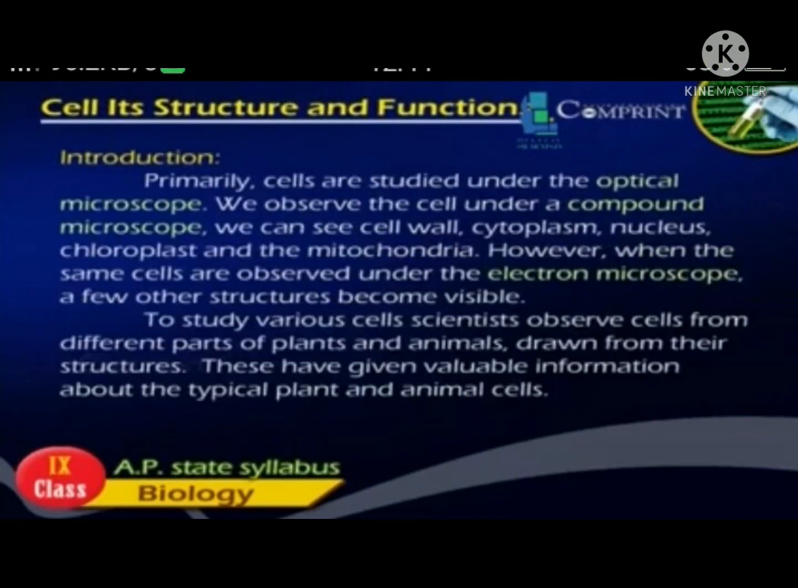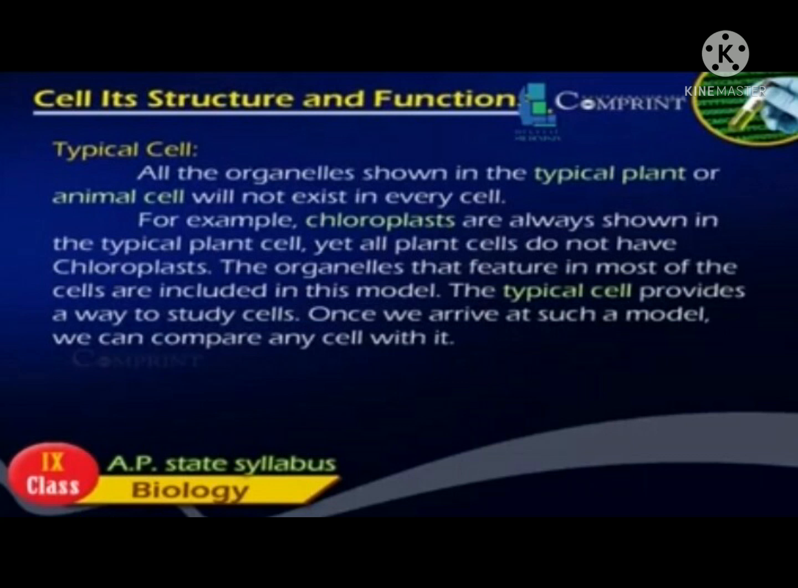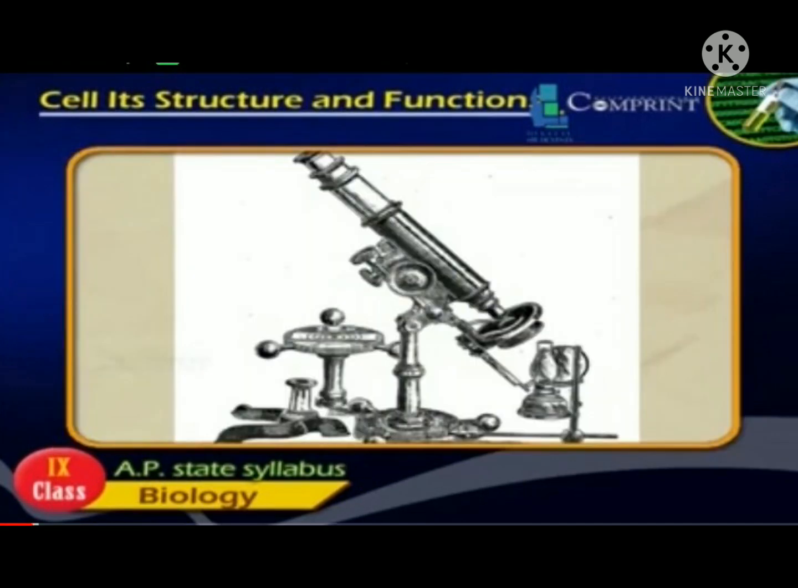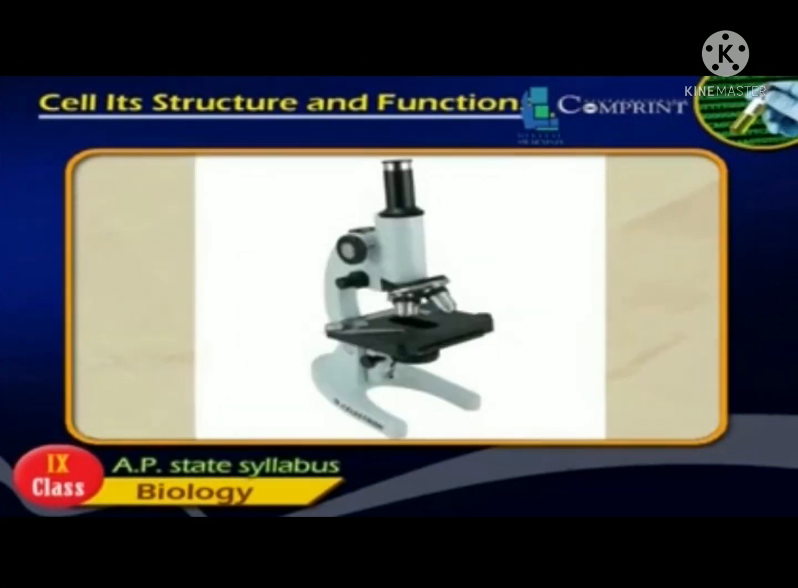Primary cells are studied under the microscope. The first microscope, the optical microscope. We observe the cells under a compound microscope. We can see cell wall, cytoplasm, nucleus, endoplasmic reticulum and mitochondria, lysosomes. However, a few other structures become visible.